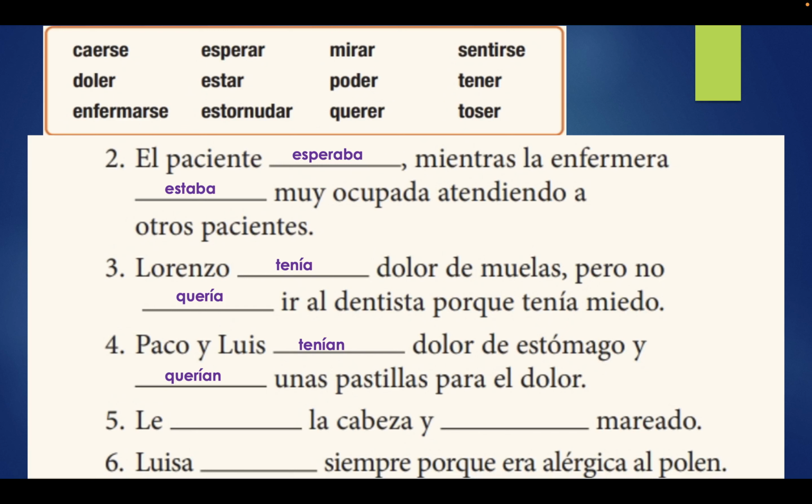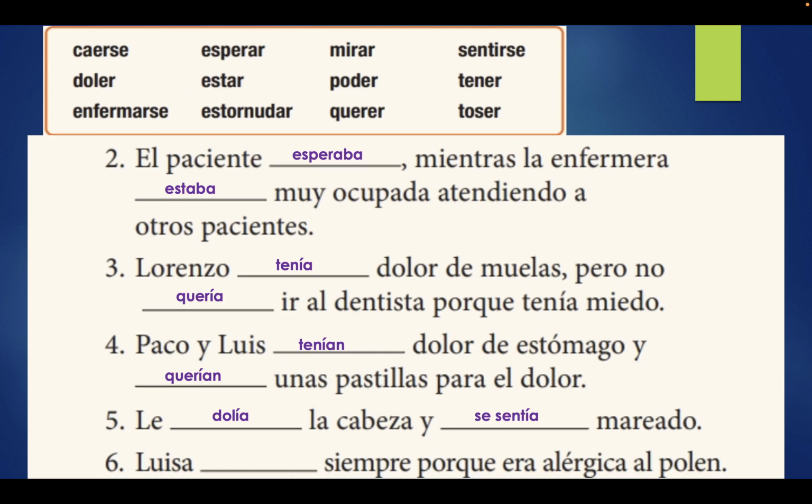Número cinco. Le blank la cabeza y blank mareado. So something the head and something dizzy. So her head was hurting and she was feeling dizzy. Okay, so her head was hurting. We're going to take that verb to hurt from our word bank, which up here is doler. So it was hurting. We're going to chop off our ER and say that le dolía la cabeza. Her head was hurting.